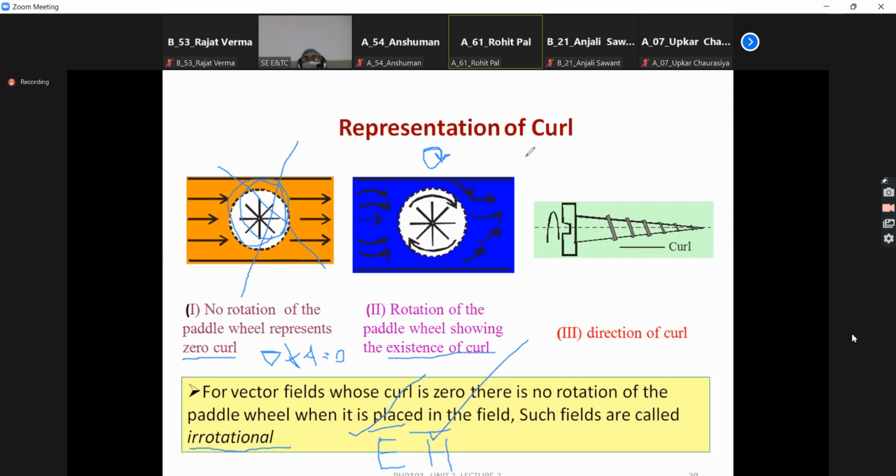Ma'am, but even if the static charge is moving at constant speed, it will create a magnetic field around it. So the magnetic field is rotational, right? For a static electric field, the charges are stationary with respect to time, so they will generate a magnetic field which is also stationary.